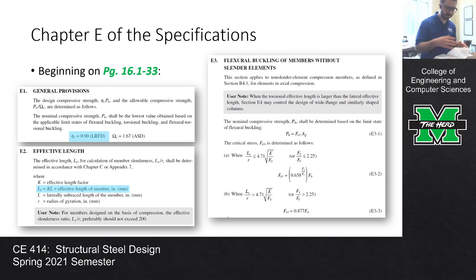I'm going to give you all a second on that. It should be right near the table for shear lag factors. I'm looking at the table for shear lag factors, I turn the page and there's chapter E starting. It's right there. Chapter E, the title of that chapter is Design of Members for Compression. So columns, that's what we're talking about here.